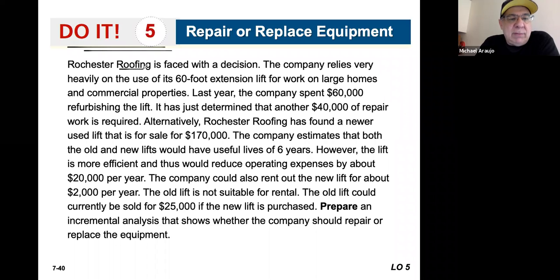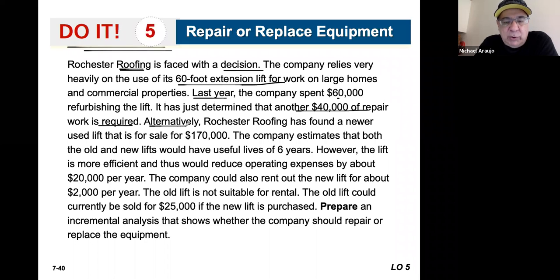Rochester Roofing has a decision to make. They rely very heavily on a 60-foot extension lift for work on their large homes and commercial properties. Well, they're doing roofing, they're going to need to get up there. Last year, the company spent 60 grand to refurbish the lift. It has just determined that another $40,000 is required now.